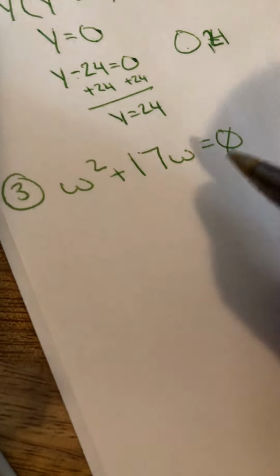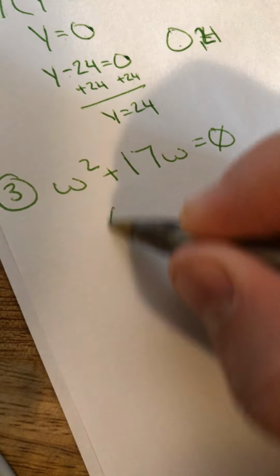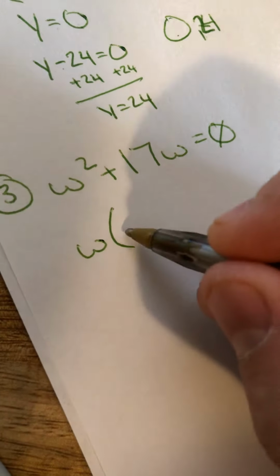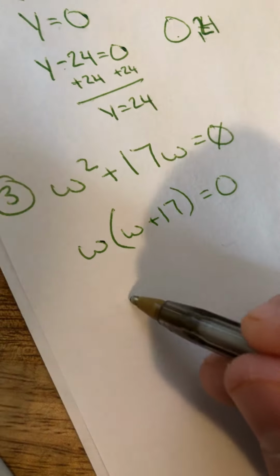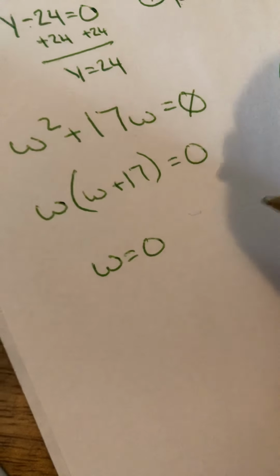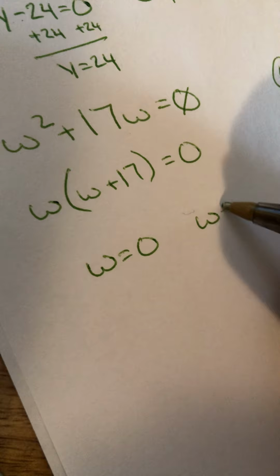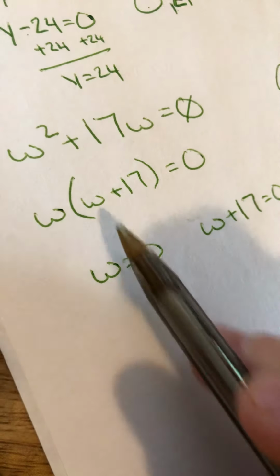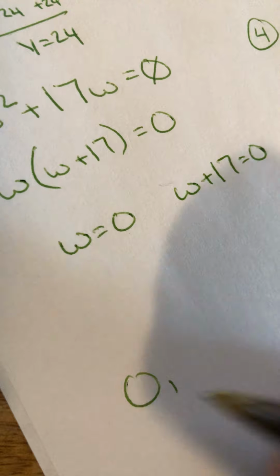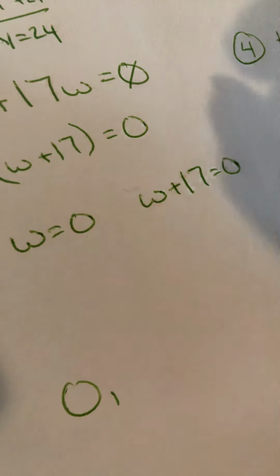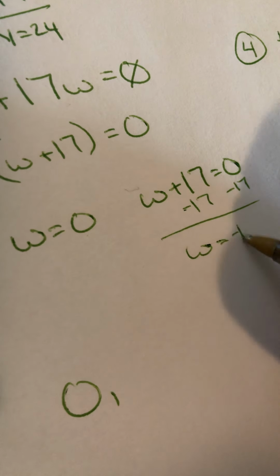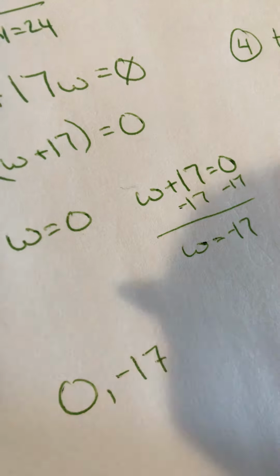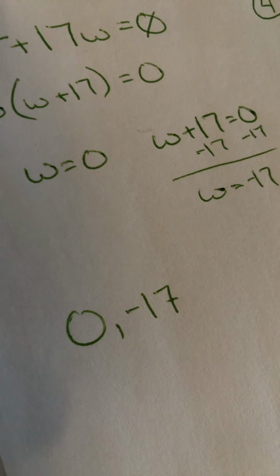Alright, so doing another one, we'll kind of skip 2, we'll go back up to 2. Doing the same thing, what can you pull out of both? Hopefully you said a w. And so you're left with w plus 17 on the inside. Separate them out, w equals 0. You're technically supposed to do w plus 17 equals 0. So w equals 0, so there's one of my answers, 0, comma, and then subtract your 17 to get it away from your w. So you get w equals negative 17. So the other one is negative 17. So there's your two answers.